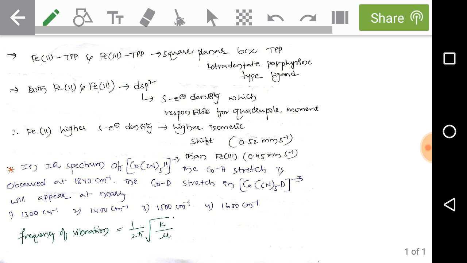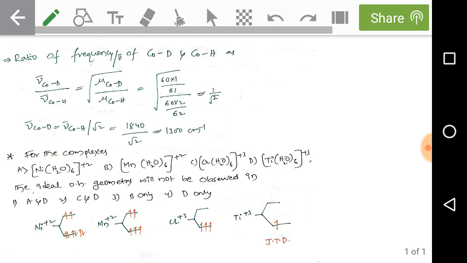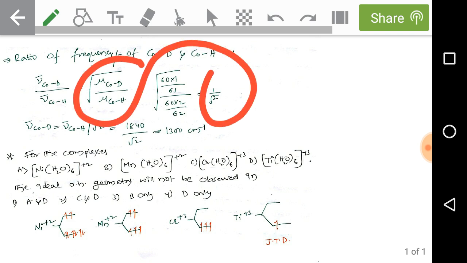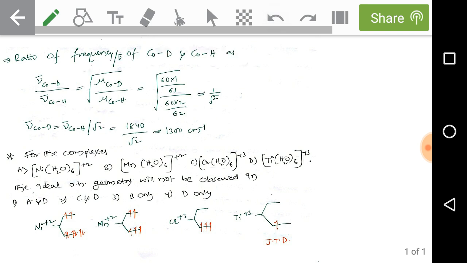Right. In the IR spectrum of a cobalt complex, the CO-H stretch is observed at 1840. The CO-D stretch in the given cobalt complex is? Here we need to use the equation of frequency of vibration equals 1 by 2 pi under root k by mu. Here k is the force constant, mu is the reduced mass. Taking the ratio of frequency or wave number nu bar of COD and COH, by substituting the reduced masses we can get 1 by under root 2, and from that we can calculate the nu bar of COD as 1840 by under root 2, about 1300.